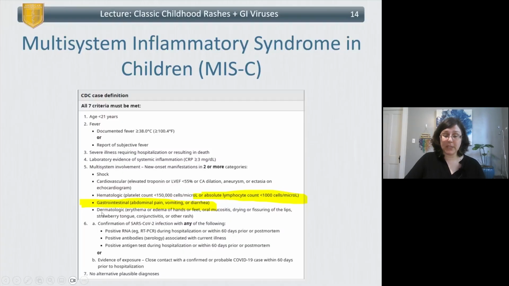Gastrointestinal, dermatologic, so a rash, including oral dermatologic changes, like a strawberry tongue. And you can also see conjunctivitis. And then criteria number 6 is you need to have at least some evidence that you had COVID, a SARS-CoV-2 infection. And then number 7 is no alternative plausible diagnosis. So this is a diagnosis of exclusion.